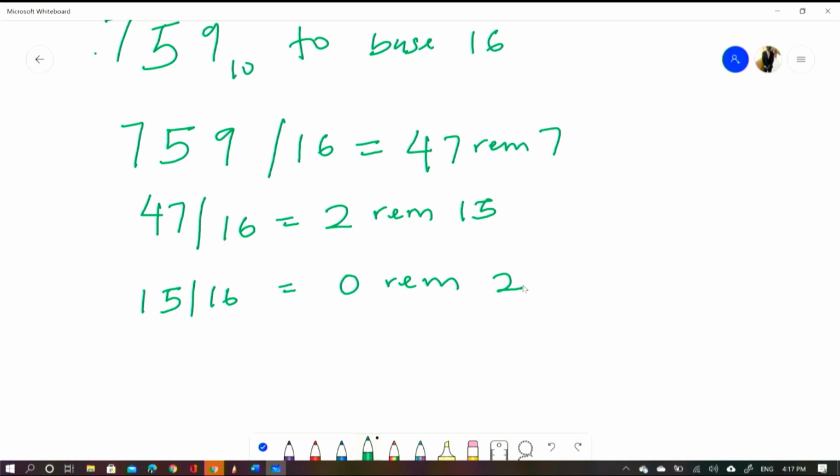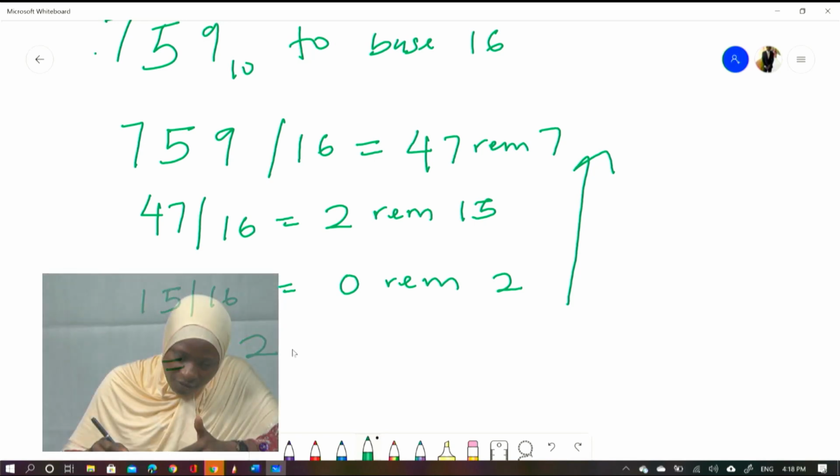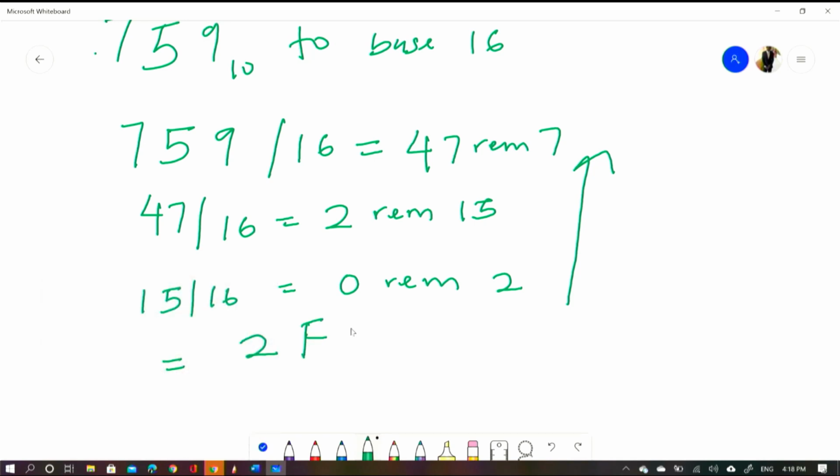So if you want to write the answer, you write it from bottom up. So at the end of the day, we are going to have 2, 15, 7 in hexadecimal. Any number from 10 to 15 is represented as letters in hexadecimal. So our 15 here is going to be represented by F. So we are going to have 2F7 base 16. In other words, instead of writing 15 in hexadecimal, it will be represented by F.